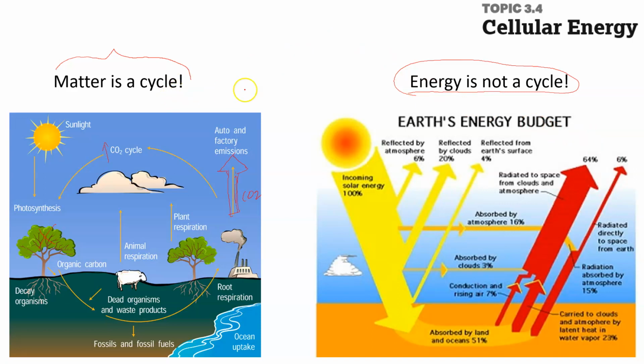So that's one thing to keep in mind. Remember, matter is a cycle, energy is not a cycle. Energy flows through our ecosystem. And of course, a lot of it gets radiated out as heat immediately, but some of it gets absorbed by plants, animals, things like that.